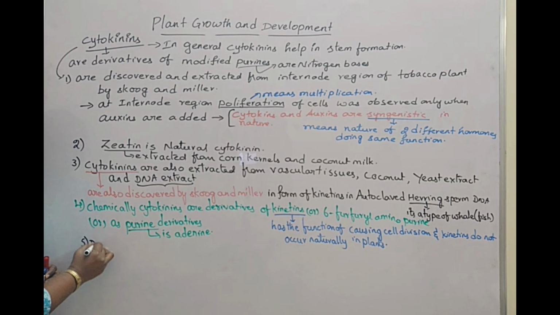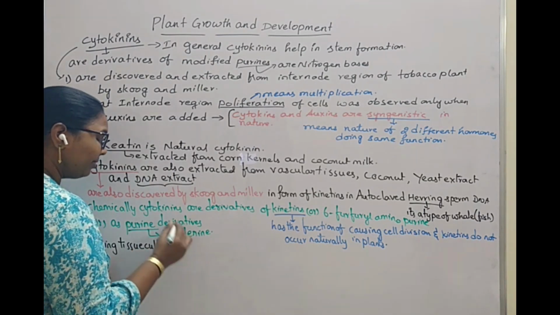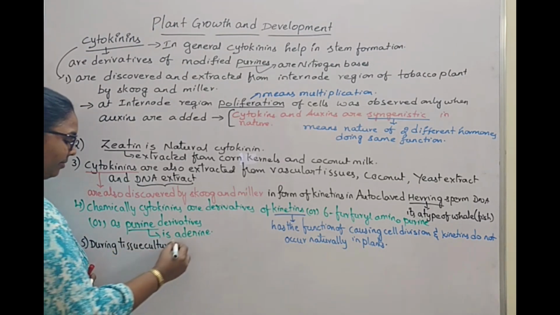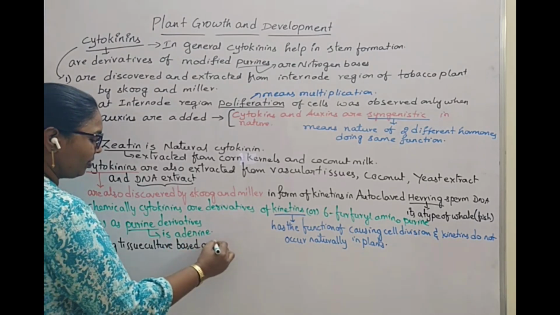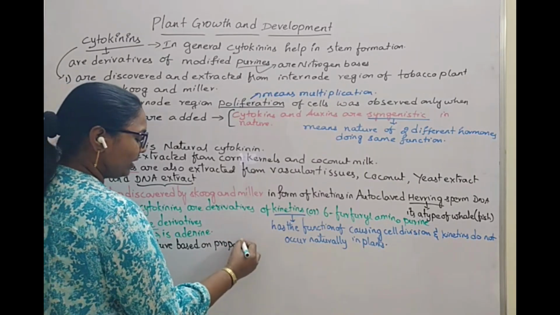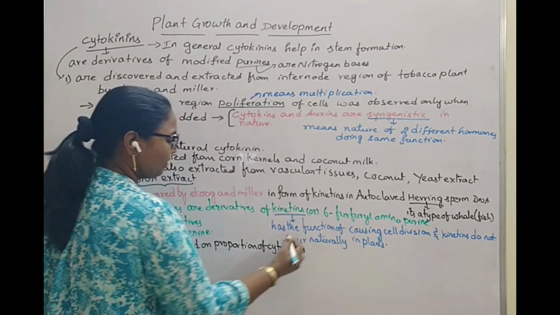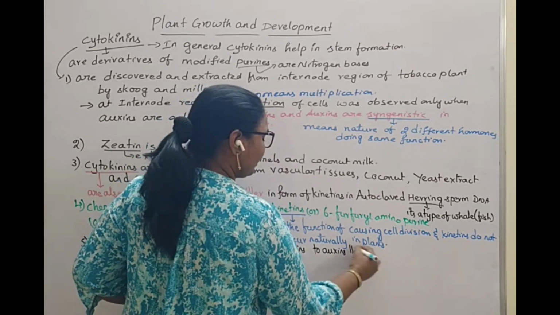During tissue culture, based on the proportion of cytokinins and auxins, the type of cell division, formation of roots, and formation of stem vary. Proportion means quantity. Based on the ratio of cytokinins to auxins, there are different functions.